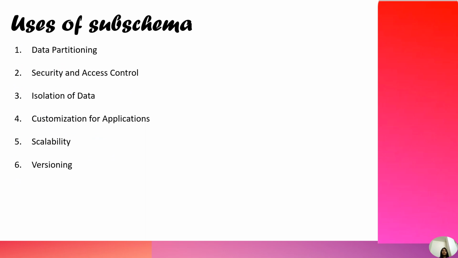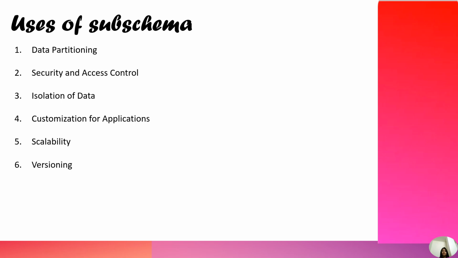Now let us see the uses of subschema. Data partitioning. Subschemas allow for data partitioning by defining a subset of the overall schema. Different users or applications can work with their designated subschema, limiting their access to specific tables or views. Security and access control. Subschemas contribute to security and access control by restricting access to a portion of the database. Users or applications can be granted access only to the subschema that contains the relevant data for their operations.